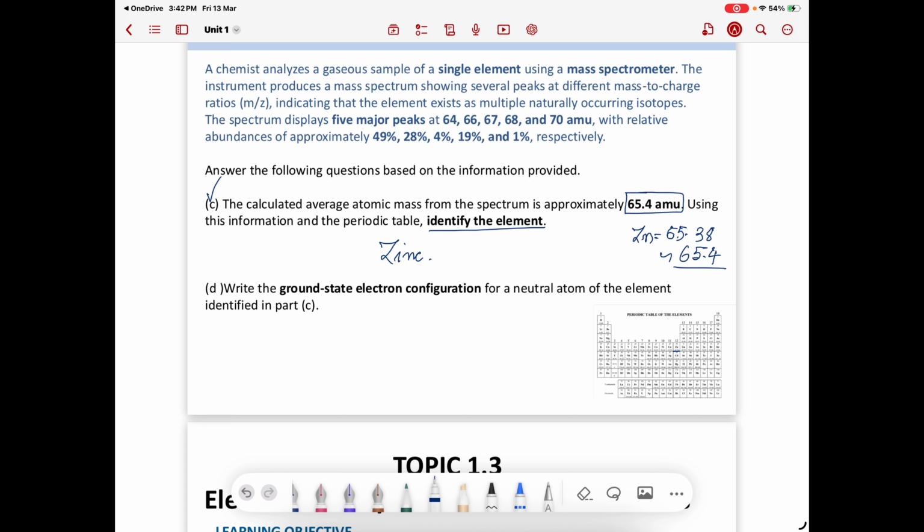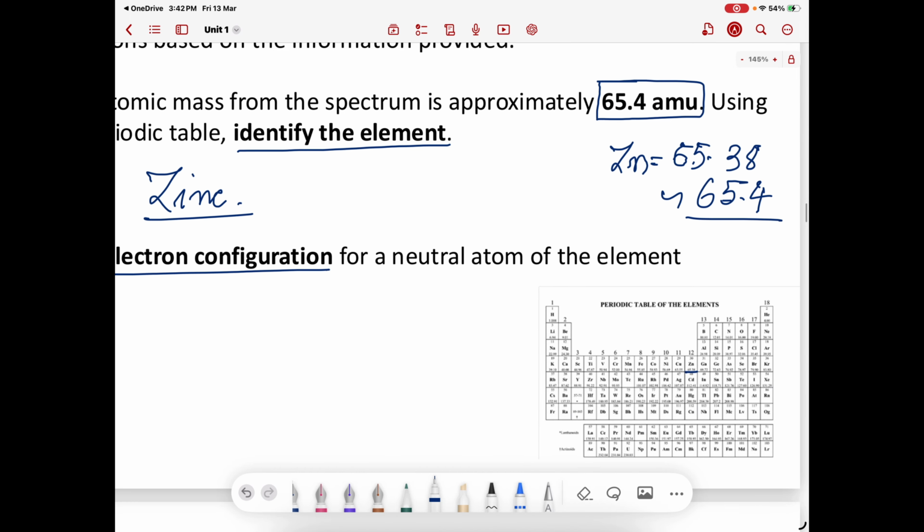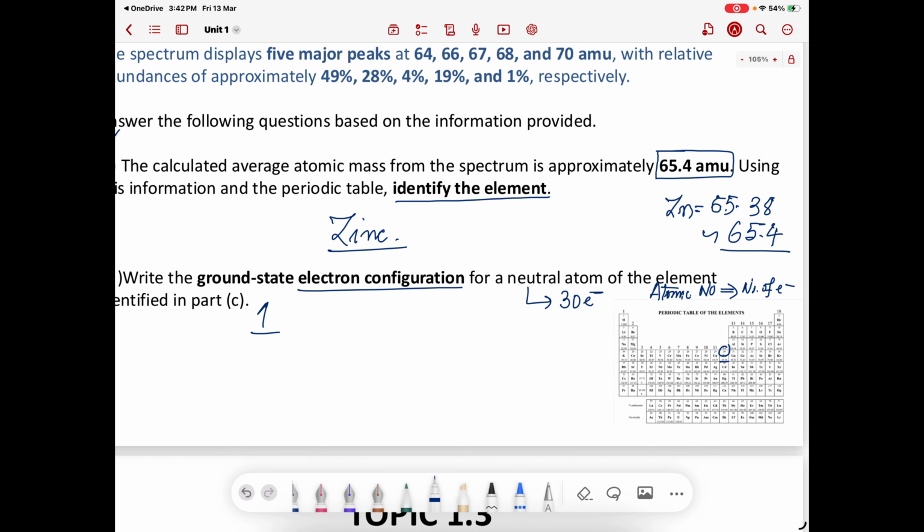Then the next part: write the ground state electron configuration, very important, of a neutral atom of the element identified in part C. So you said zinc. Now you're going to write the electron configuration. So zinc, when you go into the periodic table, it has 30 electrons. As you know, the atomic number indicates the number of electrons when it is a neutral atom.